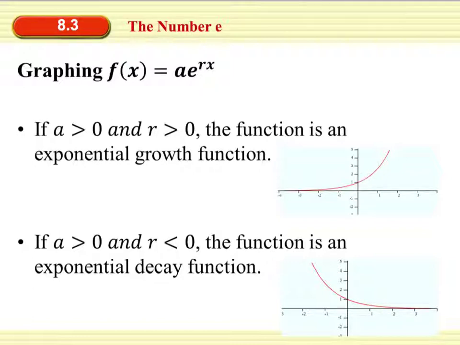What you'll notice here is if your a value is positive, which has to be positive for both growth and decay, and if your r value or your exponent is greater than 0, or a positive number, then this automatically tells us that we're going to have an exponential growth function. So our curve then is going to look something like this. Likewise, if our a value is positive and our r value is negative, then we're going to end up with an exponential decay curve that looks like this.